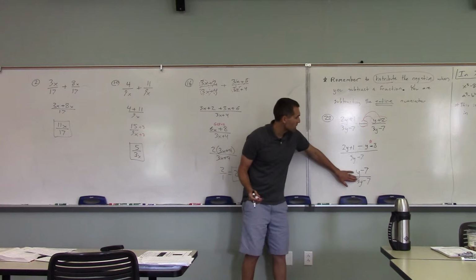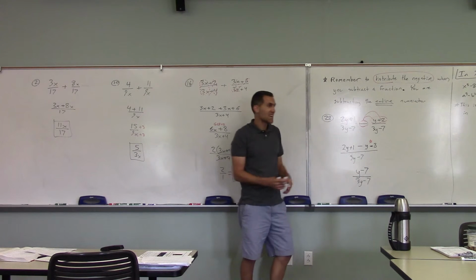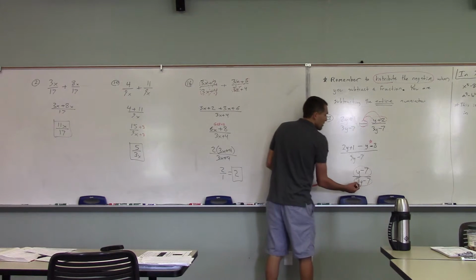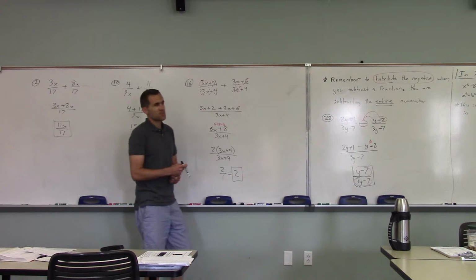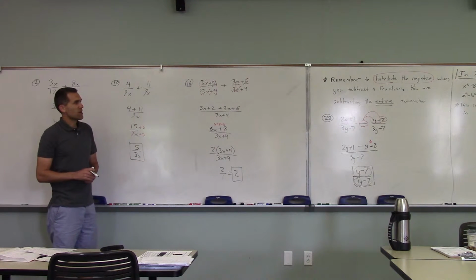Oh, could I cancel the y minus 7s? Sure. No. You cannot, because, very good, exactly. It's a 3y minus 7 and a y minus 7, which are nothing alike. I mean, they're somewhat alike, but they're not exactly the same.